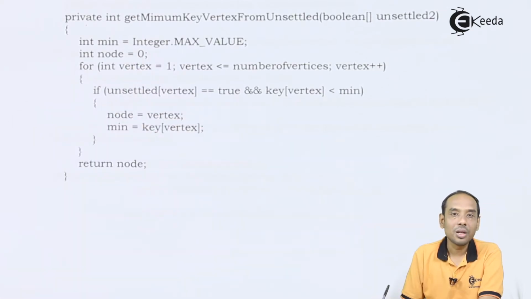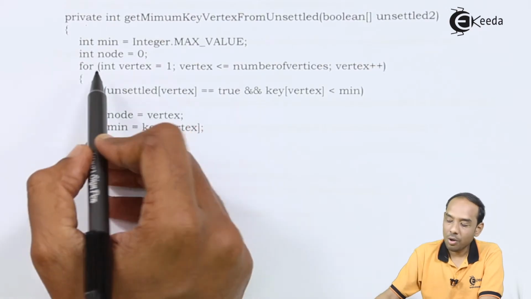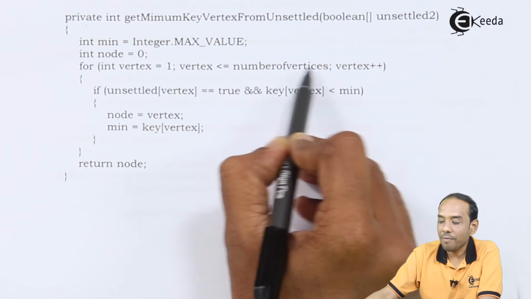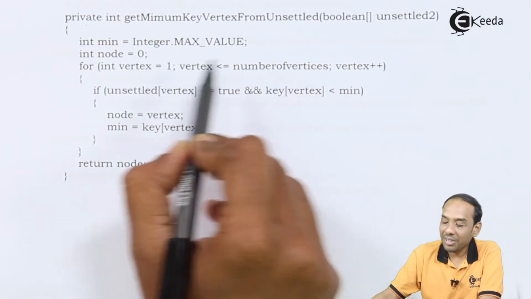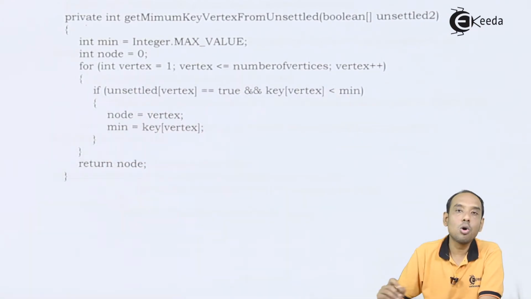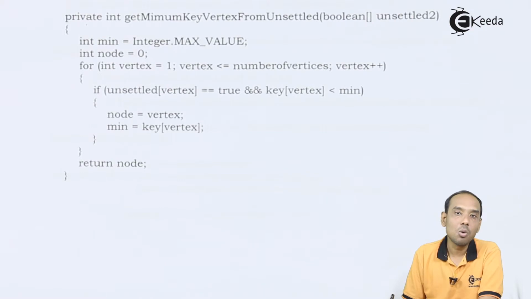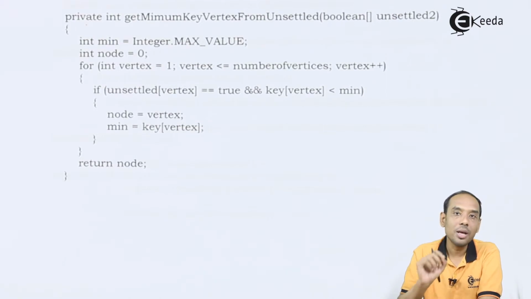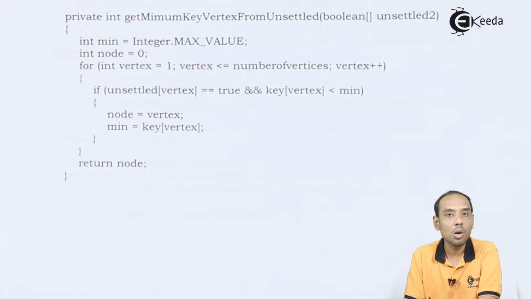When this is done, then we go for the variable called vertex. We have for int vertex equal to 1, vertex less than or equal to number of vertices. If this is true, then only we go for checking of the unsettled vertices, that is the vertices which we have not visited till now, that need to be visited, and get the minimum key value from this set of unsettled vertices.